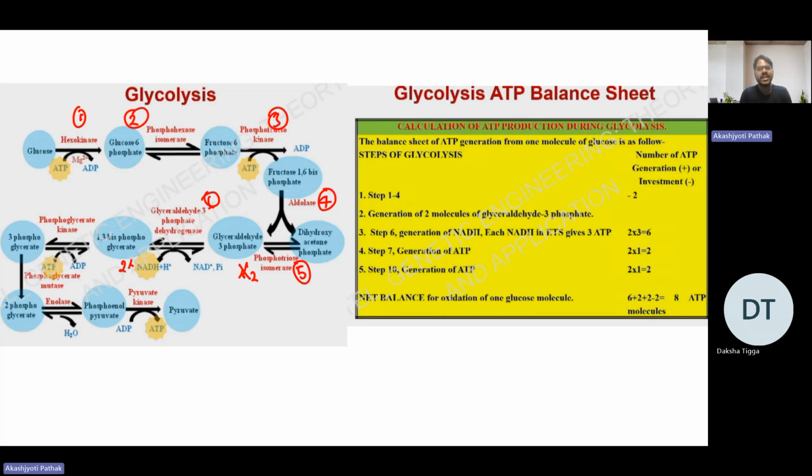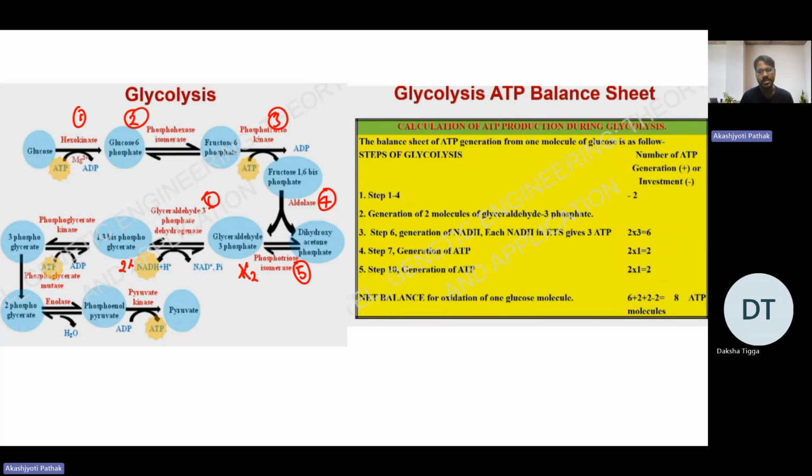To glycolysis, where does glycolysis take place? Glycolysis takes place in the cytoplasm. So all these enzymes are present in the cytoplasm. And in this step, glycolysis does not require oxygen. It can take place in the absence of oxygen. It is a universal pathway.